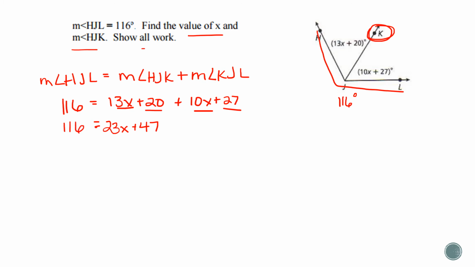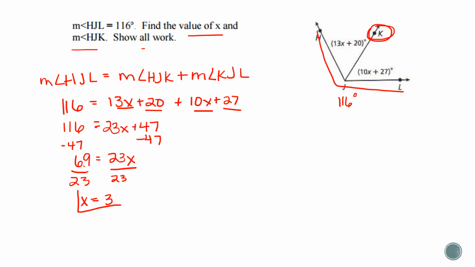In order to solve for x, I need to subtract 47 from both sides. So 116 minus 47 should be 69 equals 23x. And then to get x by itself, I should divide both sides by 23 to get x equals 3.